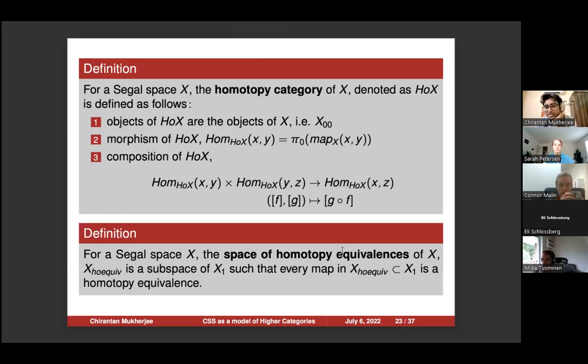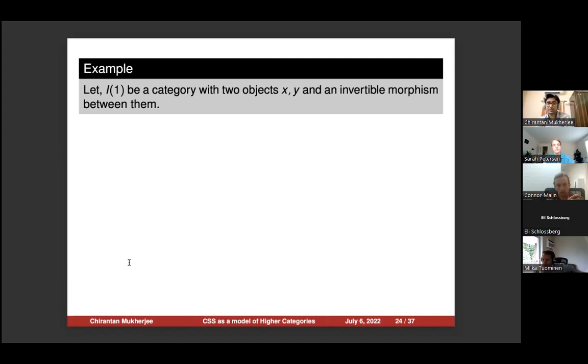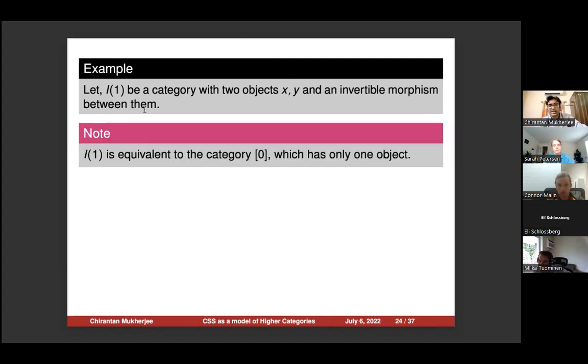We can also define the space of homotopy equivalences, X ho equiv, which is a subspace of X1, where every map in X ho equiv is a homotopy equivalence. So now let us look at an example of why the completeness condition is necessary, or why the categorical and homotopical properties do not behave well with each other. For this we define a category I1, which consists of two objects, X and Y, and an invertible morphism between them. Then categorically, I1 should be equivalent to the category of finite ordinal number 0, which has only one object.